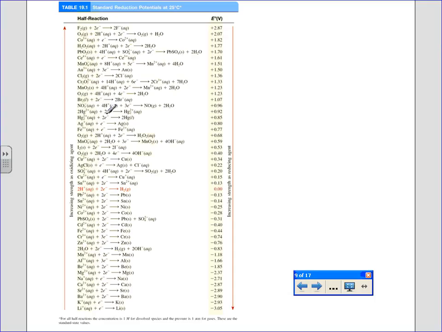So the more positive the reduction potential, the more likely a substance is to be reduced. So the more likely it's going to be an oxidizing agent. And the reverse is true. If you've got a highly negative cell potential, it's going to be very likely to lose electrons instead, and therefore it's a very strong reducing agent.